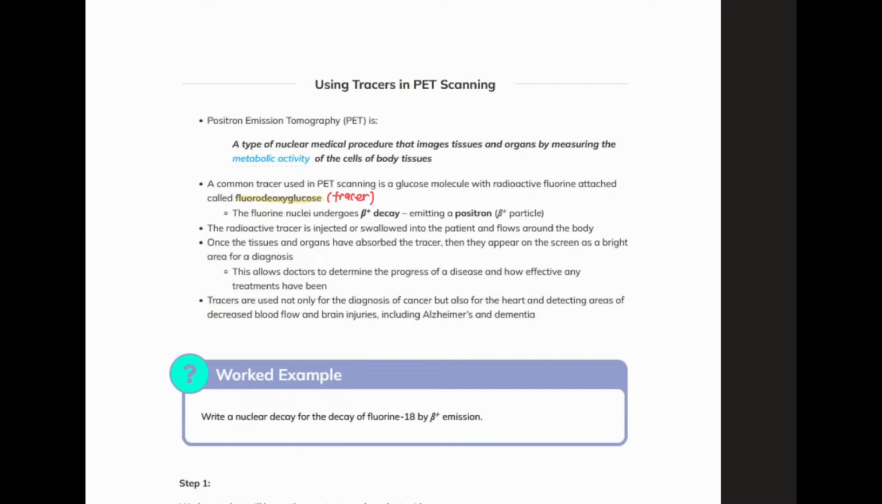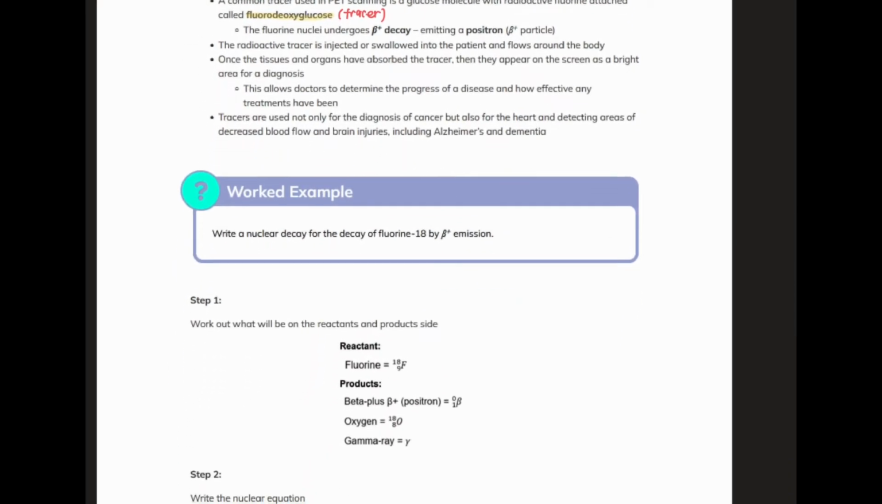Okay, now let's move on. Let's look at the worked example over here. Write a nuclear decay equation for the decay of fluorine-18 by beta positive emission. Beta positive is a positron. So we need to know that a positron takes 0, 1. From here, how are we going to write down the equation?